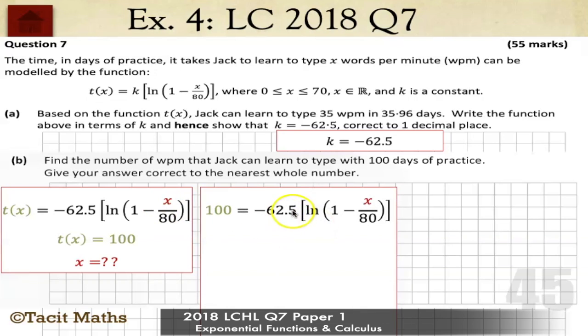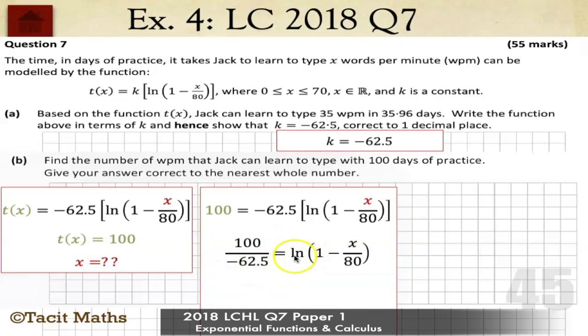And this is where the algebra comes in then. Right, so you forget about all words per minute, and you can forget about all that kind of stuff. We now have an algebra equation, a natural logs equation that we need to solve. Okay, now the first thing you're going to do is get rid of the minus 62.5, just divide across by that. And now you can, if you want to, change that to decimals, but I just like to leave the calculations to the end a lot of the time.